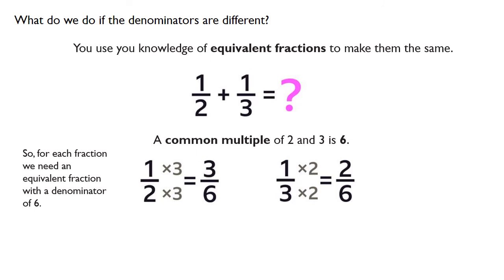So we've therefore made our sum much easier because now we have the same denominator. So we will do 3/6 plus 2/6 equals 5/6.